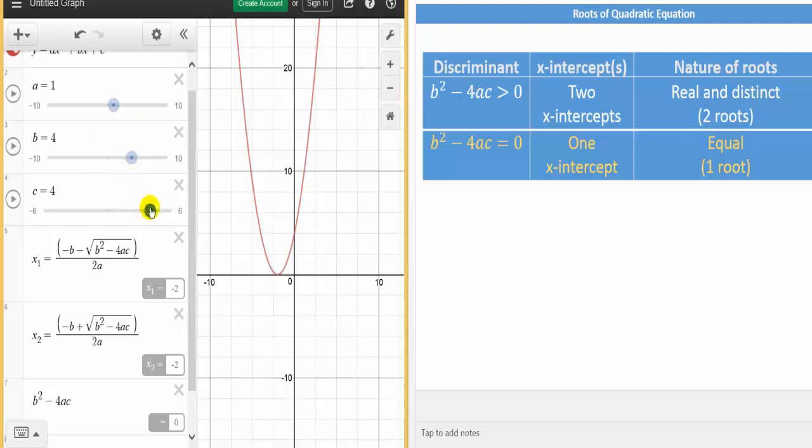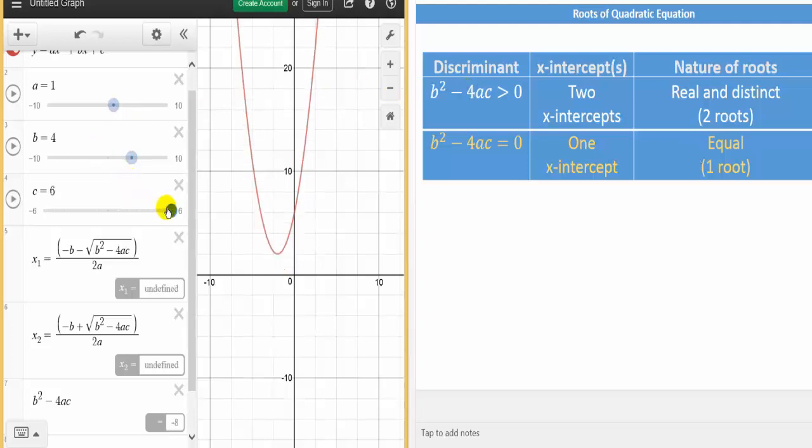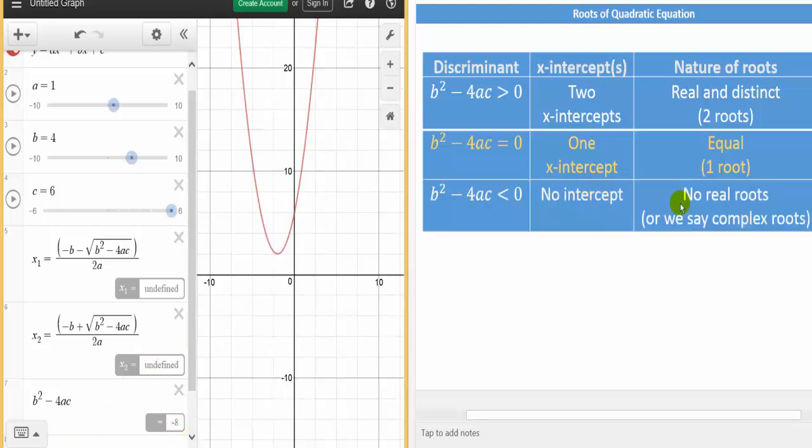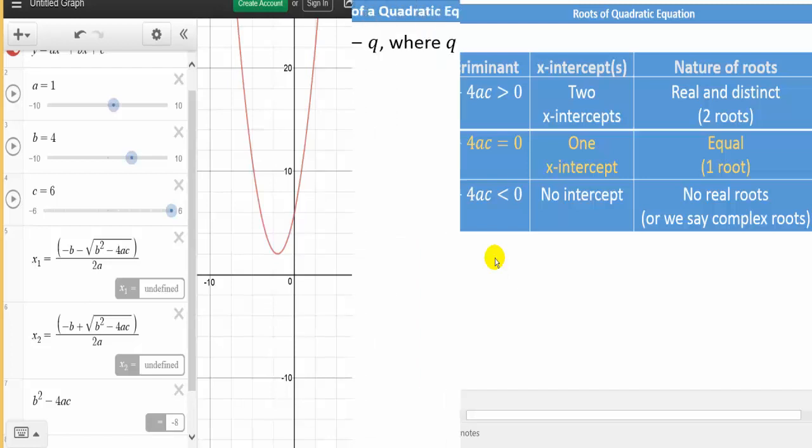And the last case, the quadratic curve does not cut the x-axis at all. The b squared minus 4ac will be less than 0. And we say that the quadratic equation has no real roots, or we say it has complex roots. Later we will make use of these facts to solve some questions.